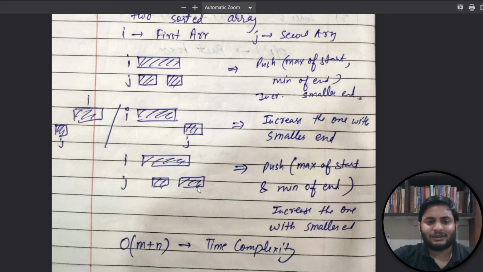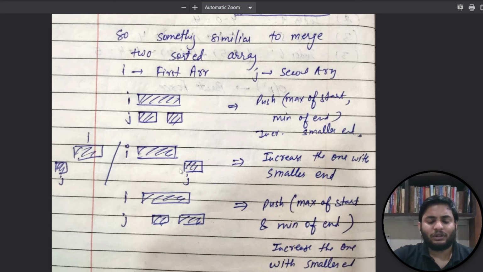So first, let's discuss any one of them, like this one. First I want to discuss this one. Okay, so first array, this is interval i and this is j. There isn't anything overlapping between them, right? So what we are going to do is increment i or j.